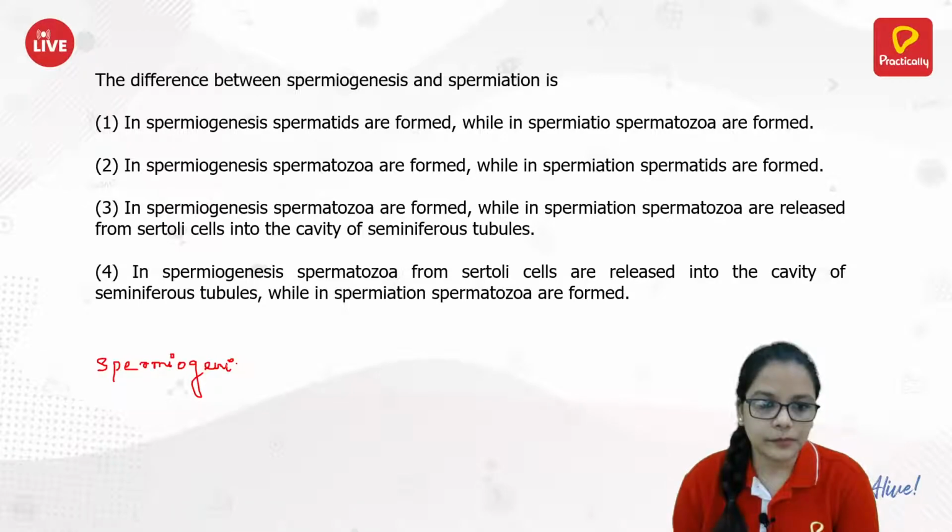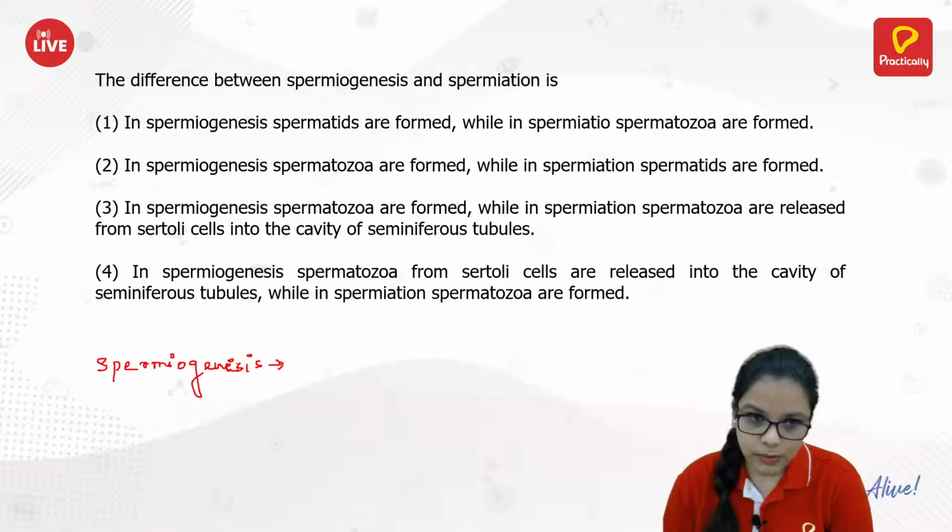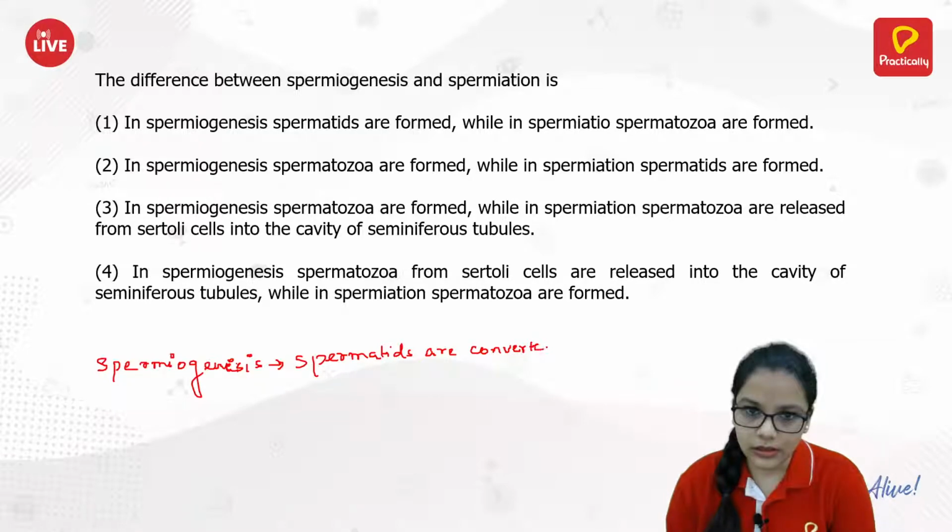So what happens in spermiogenesis? The spermatids are converted into spermatozoa.